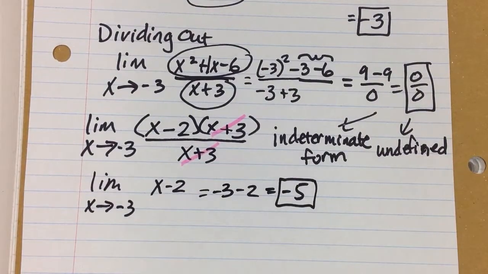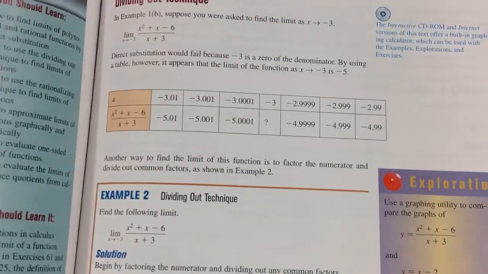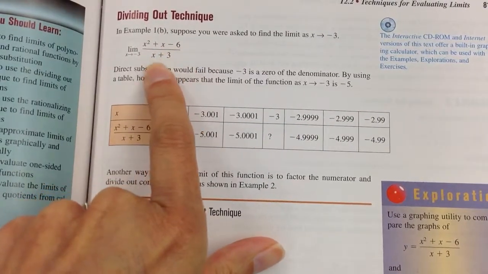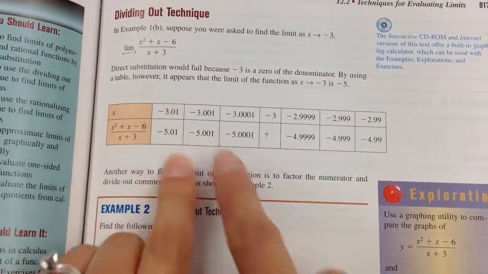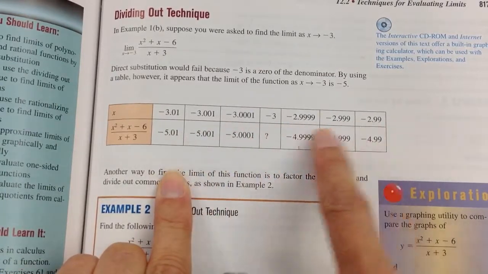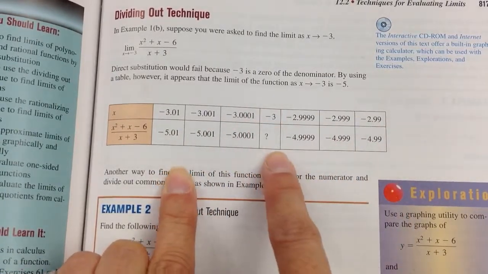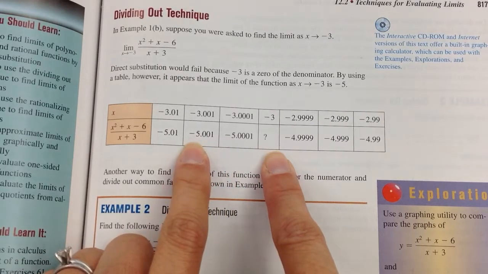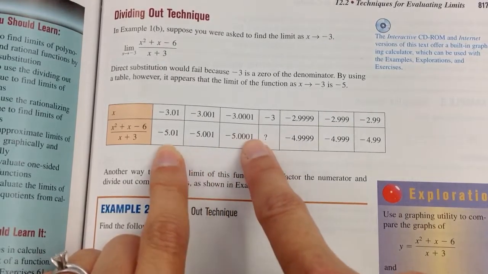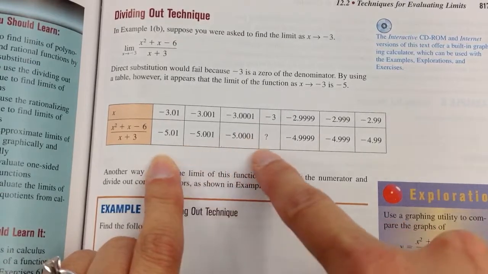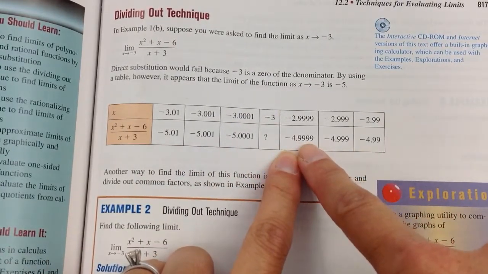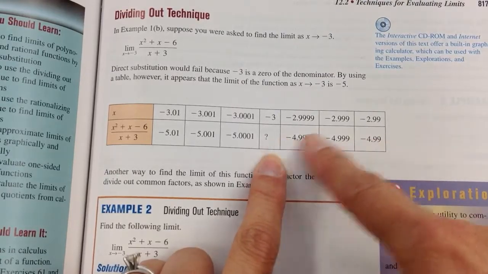Okay. Now, if we were to put this in our calculator, we would get something like this, right? So if we put x squared plus x minus 6 divided by x plus 3 into our calculator, and we used really small values and looked at what's happening around negative 3, you get negative 5.001, negative 5.0001 over here, negative 5.01. You can see it's approaching negative 5. And on the right side, negative 4.9999, that's approaching negative 5 as well.